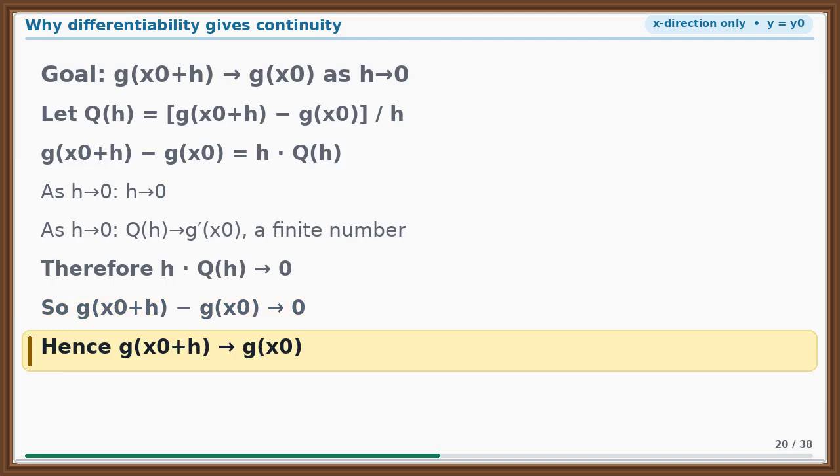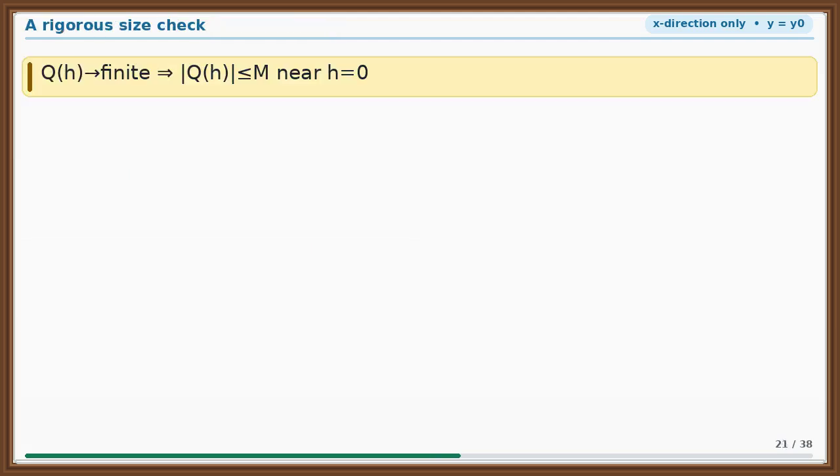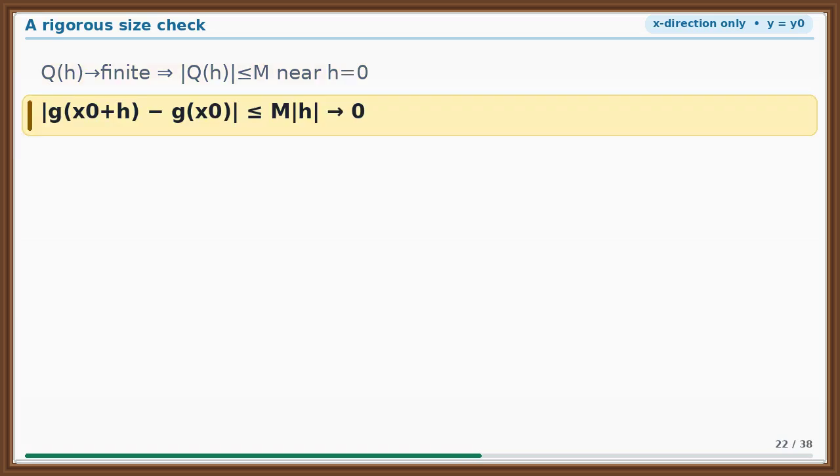Add g of x0 back, we obtain g of x0 plus h approaching g of x0. That is exactly continuity of the one variable slice g at x0. If you want a size-based proof, a function that approaches a finite limit is bounded nearby. So for sufficiently small non-zero h, the absolute value of q of h is at most some fixed number m. Taking absolute values in the identity gives the change in g at most m times the absolute value of h. Since m is fixed and h shrinks to 0, the squeeze theorem forces the change in g to 0.